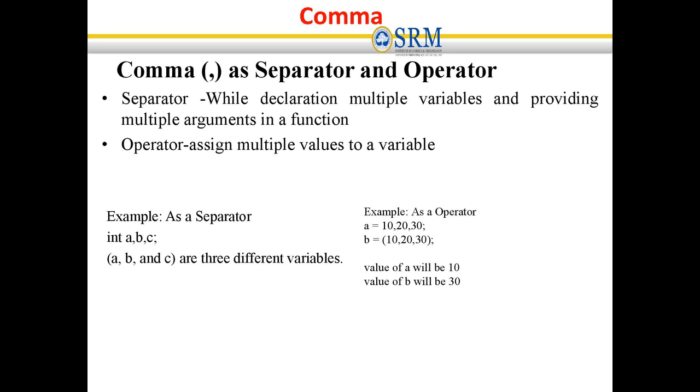So in the first statement, the value of a will be 10 because the assignment operator equal to has more priority than the comma. Thus 10 will be assigned to the variable a. Similarly, in the second statement, the value of b will be 30 because 10, 20, 30 are enclosed in braces and braces have more priority than the assignment operator. So that is what we are getting, the value b is equal to 30.